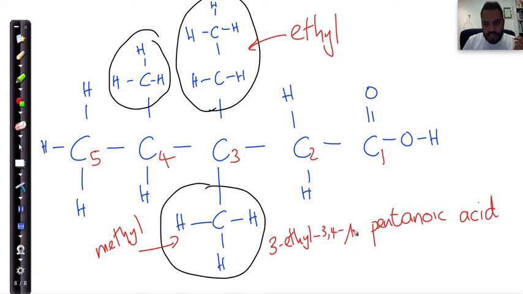Dimethyl, because there's 2 of the same. Dash, no dash: 3-ethyl-3,4-dimethylpentanoic acid. We look at it in alphabetical order. Ethyl comes first, so the E goes first, and methyl comes second because M comes after E. We don't worry about di, tri, and tetra when we look specifically at alphabetical order. And so that's that molecule over there, 3-ethyl-3,4-dimethylpentanoic acid.